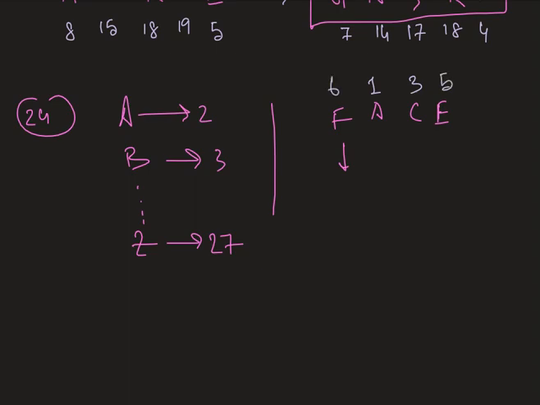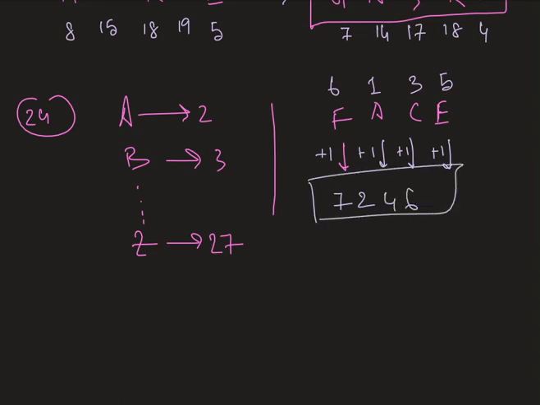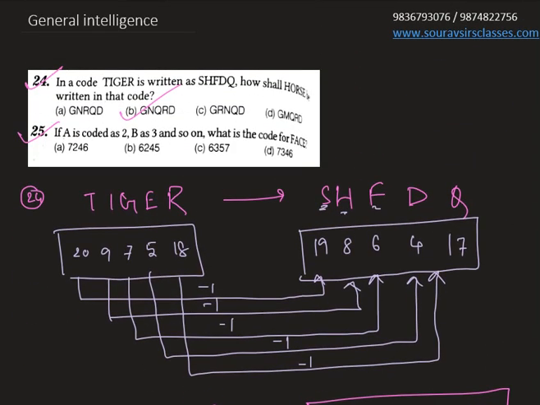Okay, now we just need to add 1 to each of these numbers, and the code becomes 7246. Okay, so our required code is 7246. Hence option A is the correct answer.